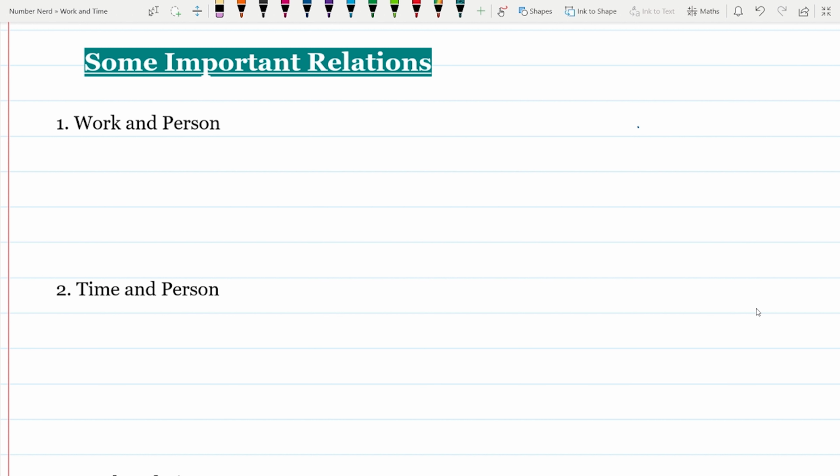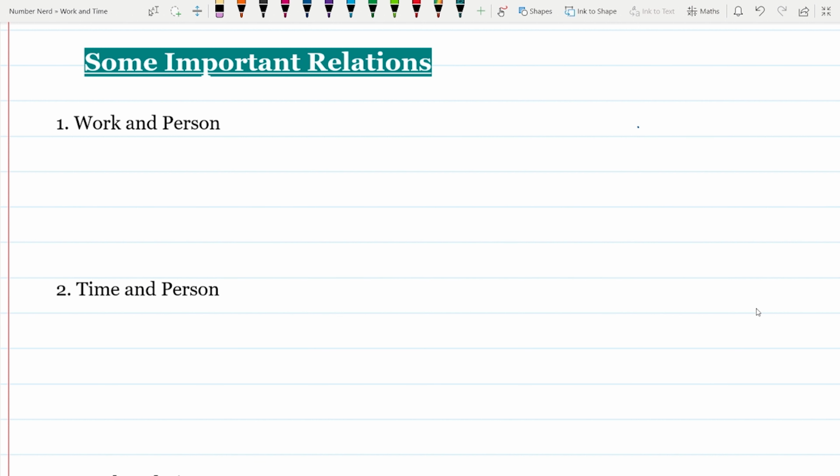Suppose, just assume you are a contractor and you want to construct a flyover or a bridge in a certain time. For this, you need to calculate the number of men required to finish the work according to the work efficiency. In these type of situations, we are going to use the techniques that we are going to learn in this Work and Time playlist.